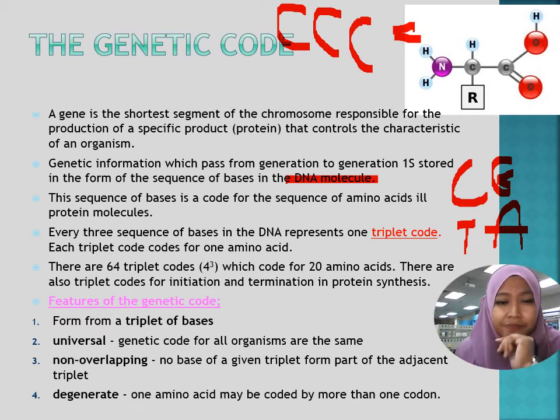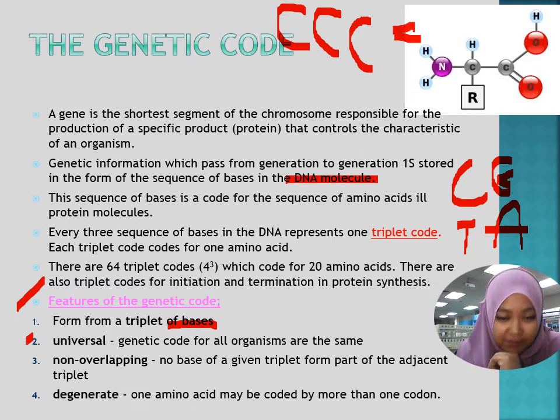The features or characteristics of the genetic code: it is a triplet of bases, as I mentioned earlier, 3 bases equal to 1 codon. They are universal, meaning the same code is used for all organisms in this world. They are non-overlapping, meaning no base is shared between given triplets, and each codes for a different amino acid. They are degenerate, meaning one amino acid may be coded by more than one codon.